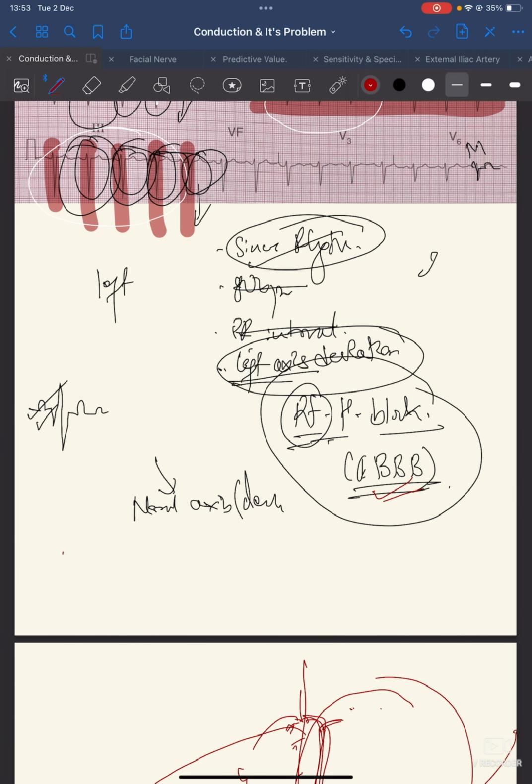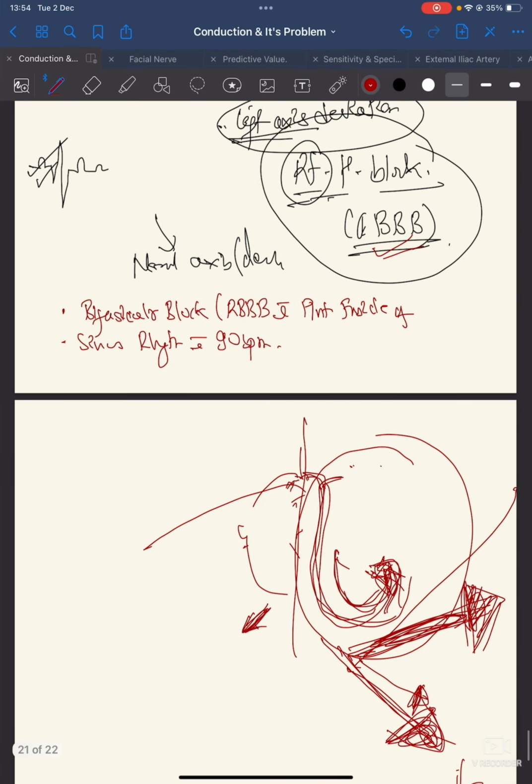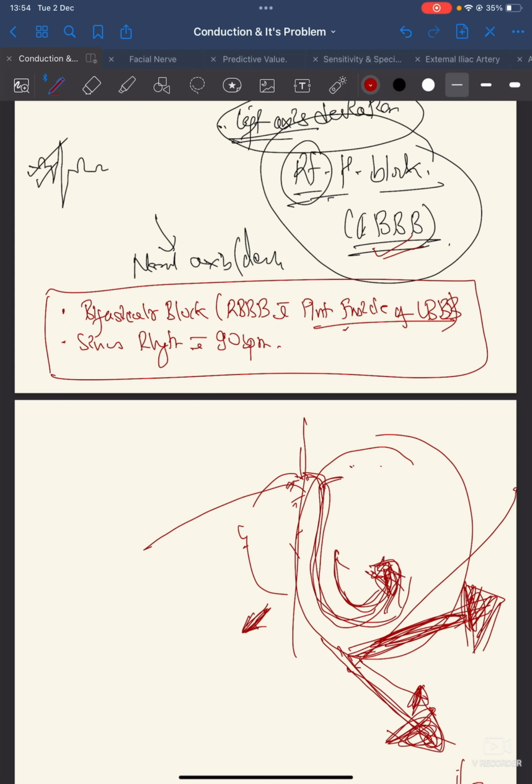So the right diagnosis will be bifascicular block: sinus rhythm with a heart rate of 90 beats per minute, and bifascicular block, that is right bundle branch block with left anterior fascicular block of the left bundle branch. So this is the diagnosis of this.